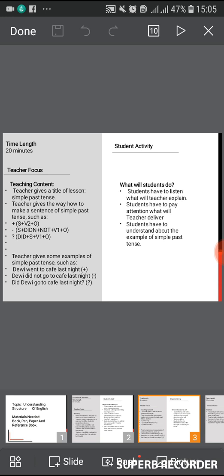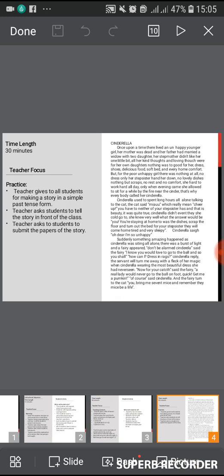What will students do? Students have to understand the examples of simple past tense. Of course, students have to understand. We can measure it. The teacher can measure the students' understanding of simple past. All right. Next slide. Practice.